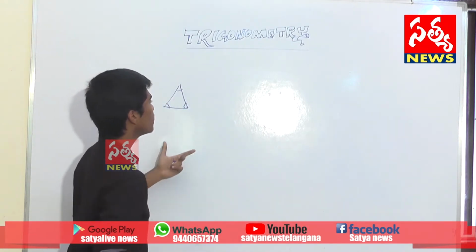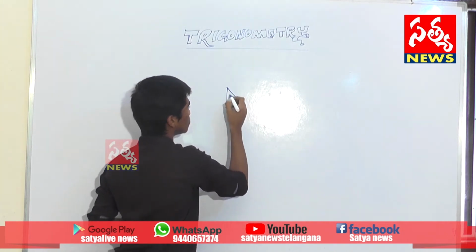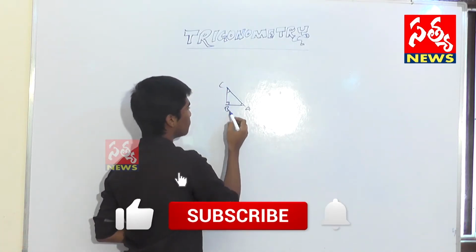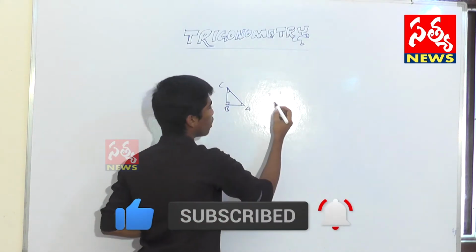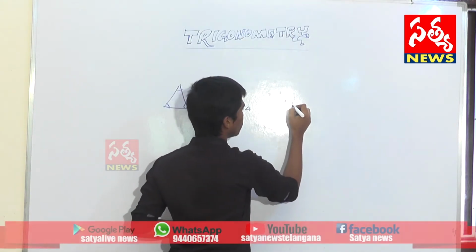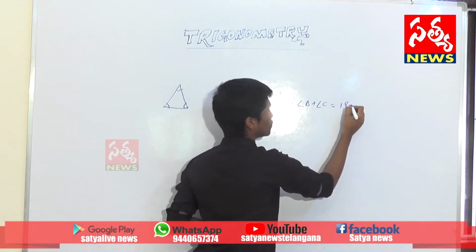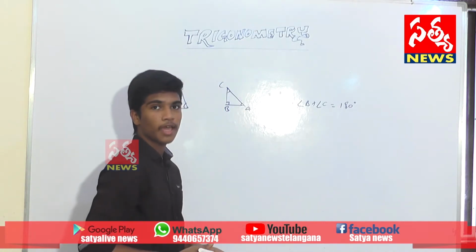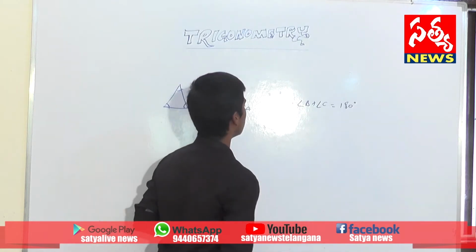In 10th class, we mainly study the right angle triangle, which is 90 degrees. Let us assume that ABC is a right angle triangle and the angle B is 90. A and C are some angles. As you all know, angle A plus angle B plus angle C is equal to 180 degrees, as the sum of angles in a triangle is 180 degrees.